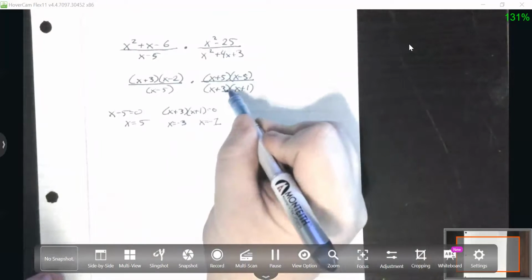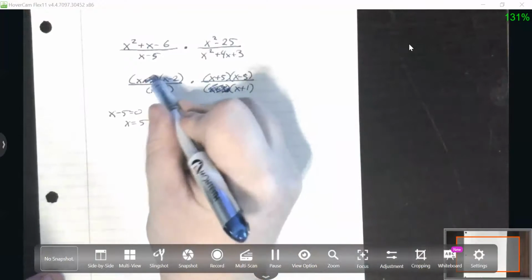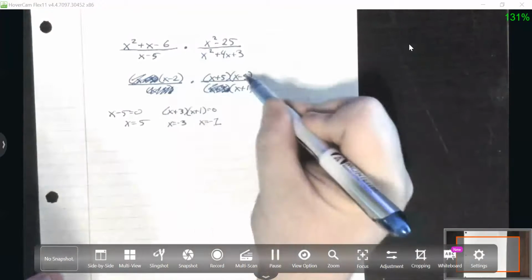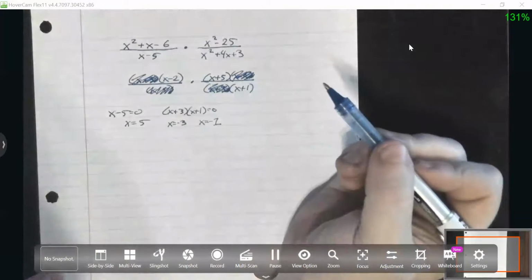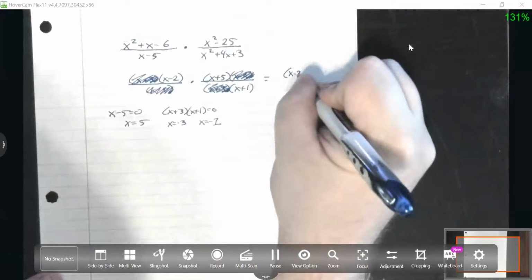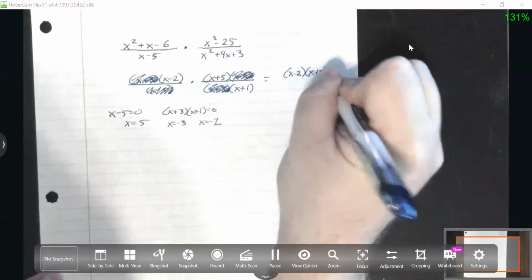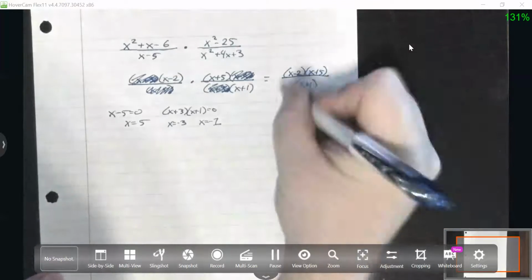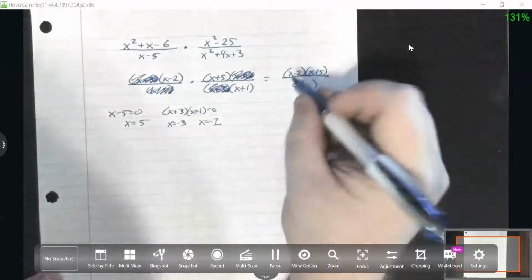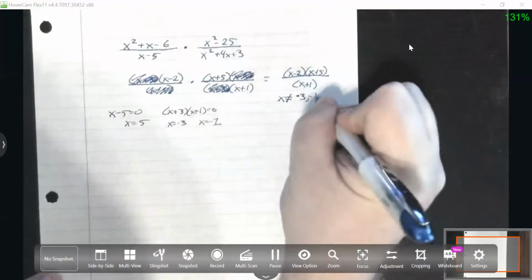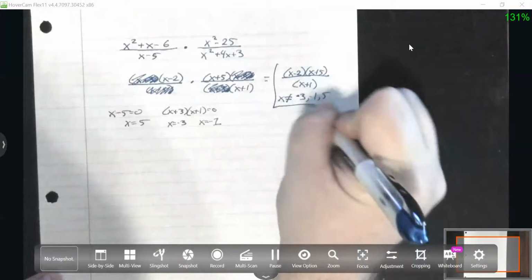So let's see, we've got an x plus 3 that cancels out with an x plus 3. I've got an x minus 5 that cancels out with an x minus 5. And that looks like it. So we'd have an x minus 2, x plus 5 on top. On the bottom, we just have x plus 1. So that's my simplified answer. And then we include our restrictions. x cannot be equal to negative 3, negative 1, or 5.